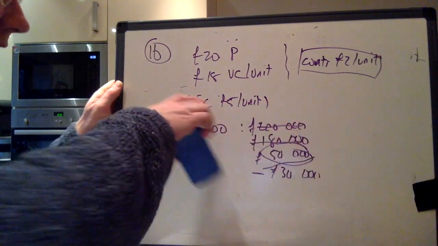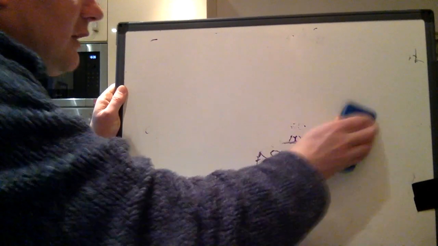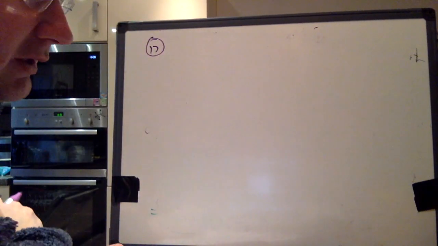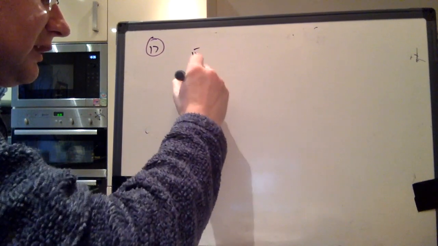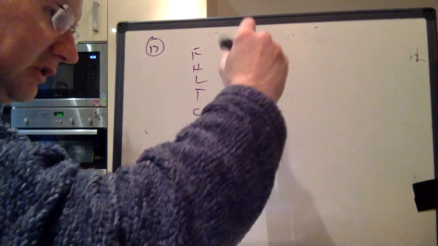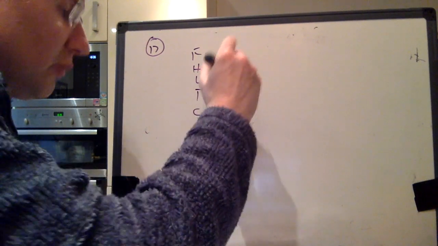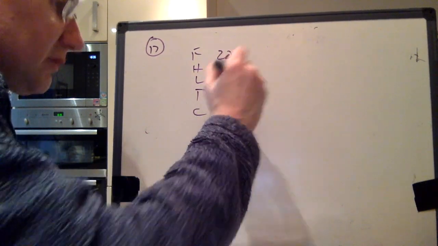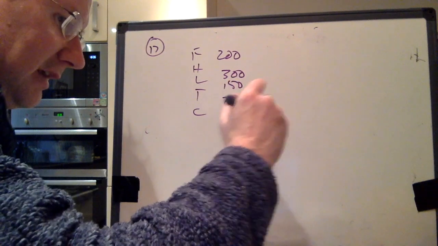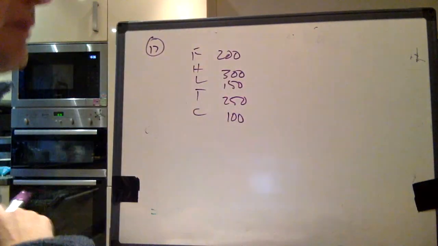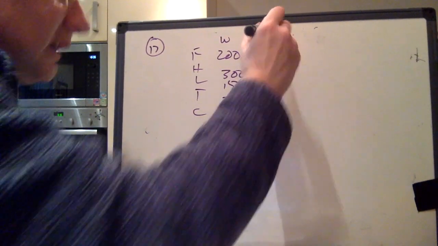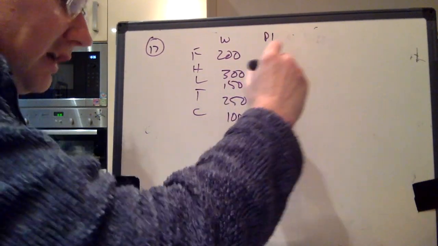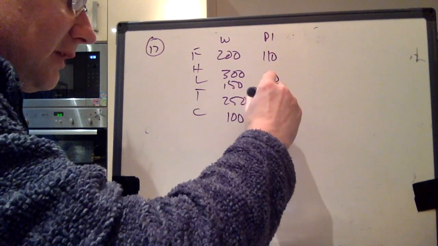Question 17 is an index calculation question. A hypothetical economy, you've got to work out the index. What you're given is food, housing, leisure, transport and communications. You've got their weight, which shows what proportion of the consumer's basket these goods take. So that's the percentage of the basket that they take. That's their weight. And then you're given their price index.